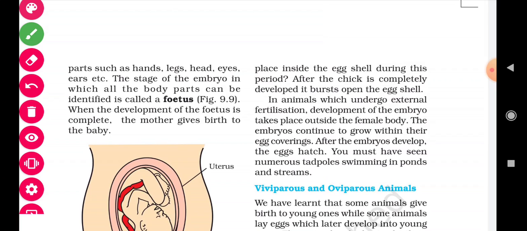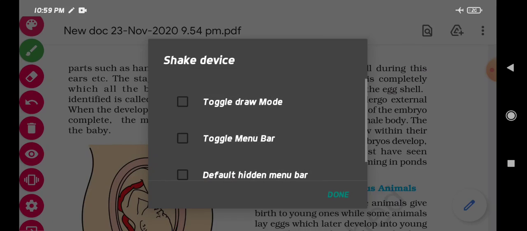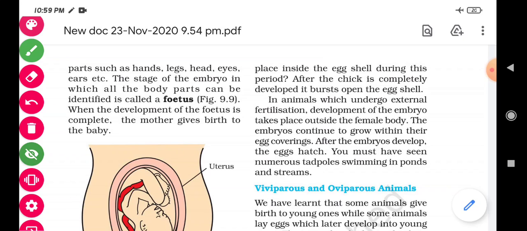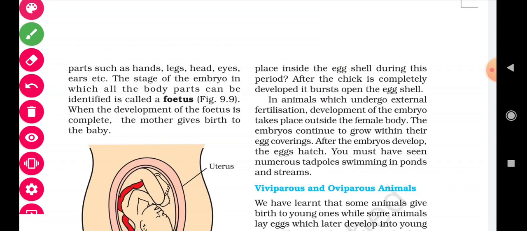Means student, when the hen lays the egg outside in the environment, at that time the process of embryo development still continues, and sometimes the hen sits on the egg to provide good warmth. During that period, the continuous development of the embryo takes place. After the chick is completely developed, it bursts and opens the eggshell.